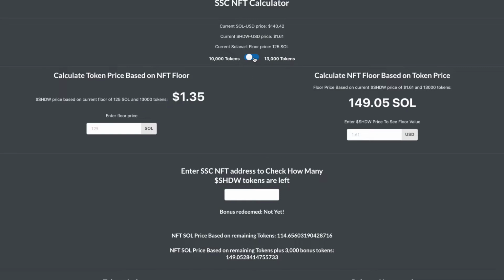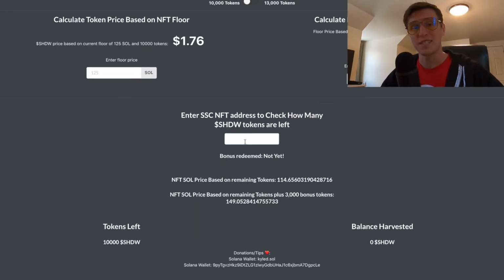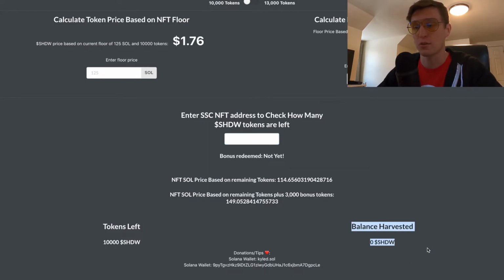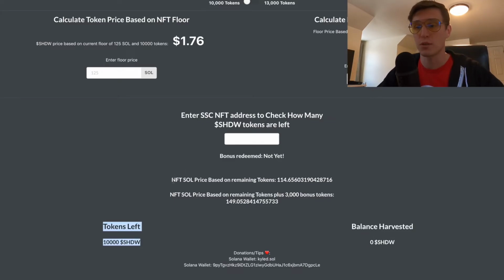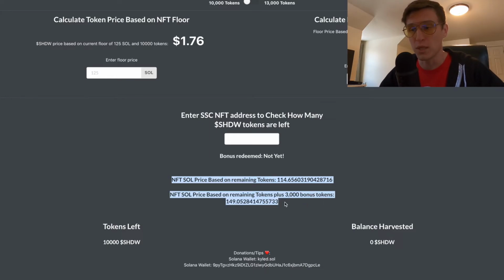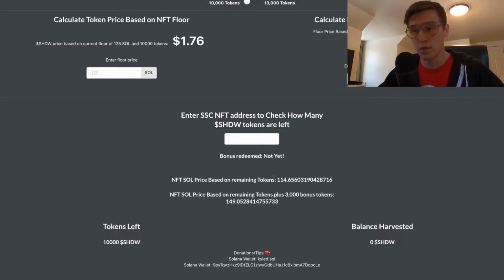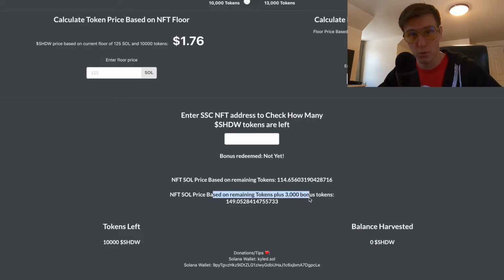So if you're getting the full 13,000 tokens, you're getting them at an average price of $1.35 based on the current floor. And then over here, you can sort of see the same thing, right? If you wanted to sell your NFT, you can sort of figure out, okay, maybe I should price it in this ballpark. And then down here, now that you can stake an SSC NFT, you can plug in the SSC NFT address, and it will tell you how much of the shadow tokens have been claimed already from staking, how many tokens are left, and then it will tell you basically what the floor price would be based on the remaining tokens, and then also the remaining tokens plus the 3,000 bonus tokens.